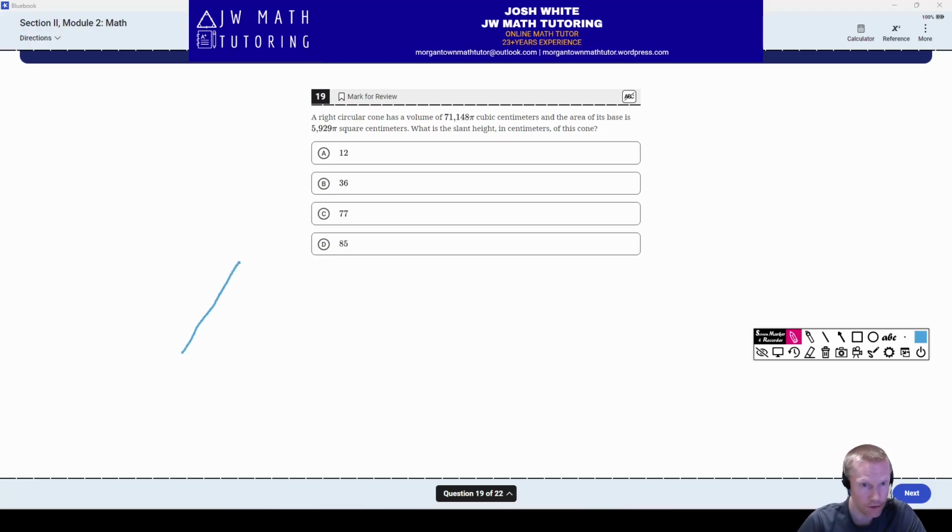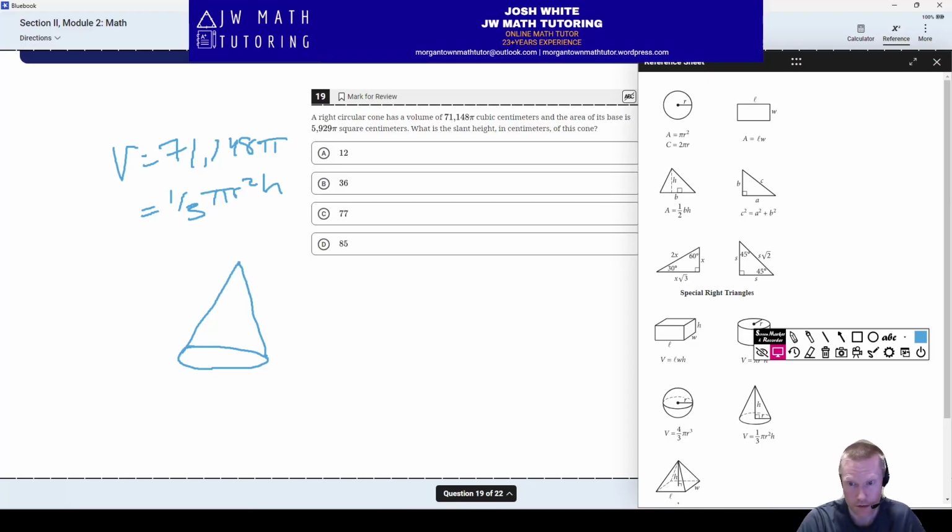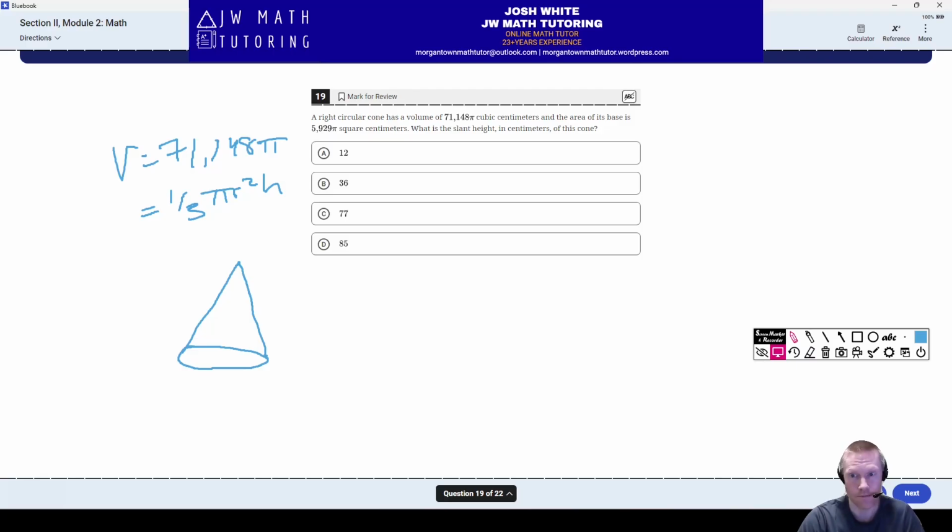Okay, so let's try to get a picture of the cone here. All right, we know its volume is 71,148 pi. We also know the formula for volume, 1/3 pi r squared h. If you forget that or don't know that, go to the reference sheet right here. Volume of a cone. All right. So with that being said, we don't know its radius or its height, so we can't really do anything with it quite yet.